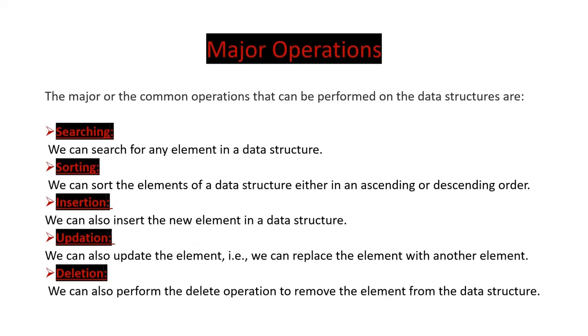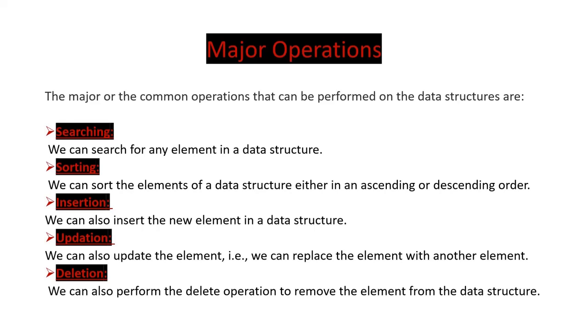Now next topic is major operations. The operations that can be performed on data structures are: first one searching, second one is sorting, third one is insertion, fourth one is updation, and fifth one is deletion. First one, searching operation. In searching operation, we have to search for any element in a data structure. And second one is sorting operation. The sorting operation is used to sort the elements of a data structure either in ascending order or in descending order.